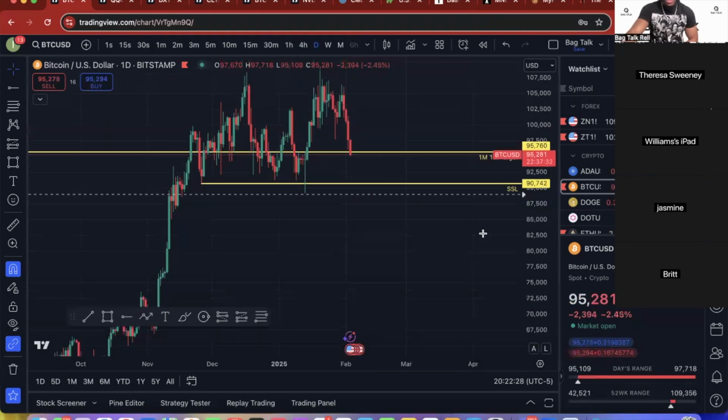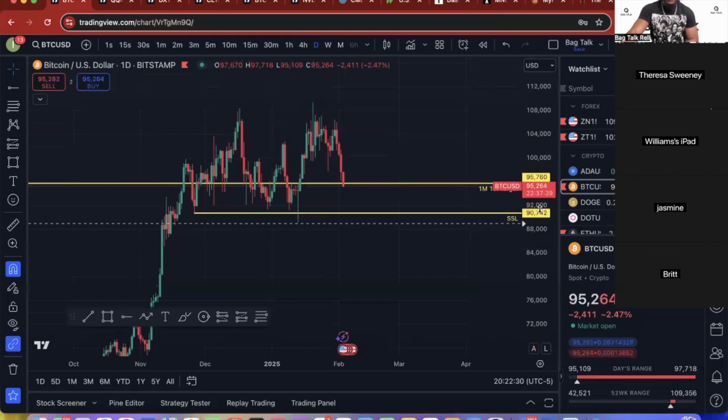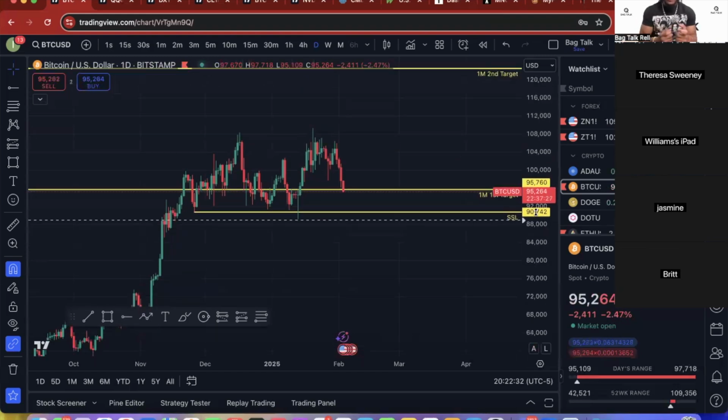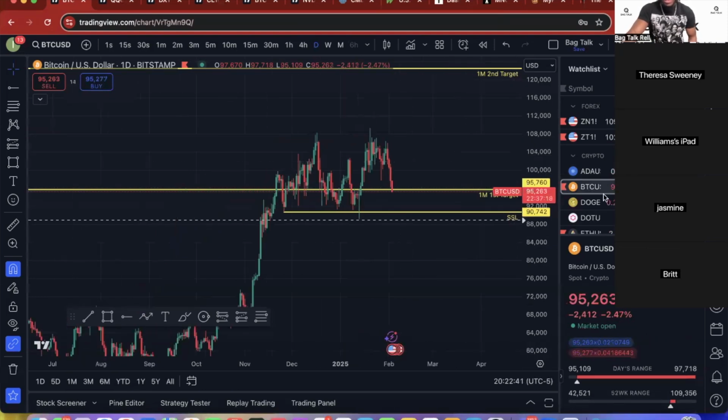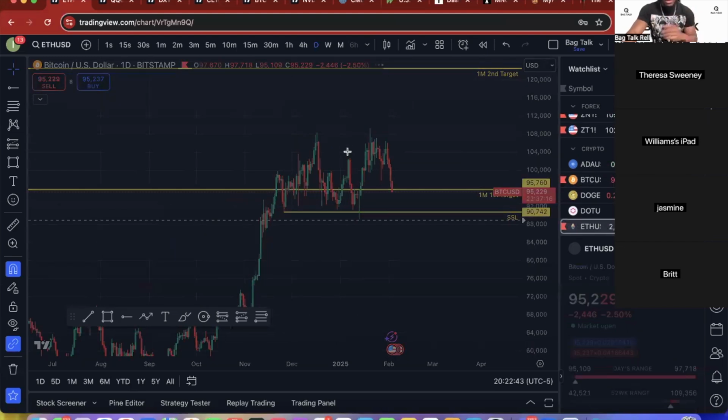And so someone in the chat mentioned SMT divergence. So that's when you look at two correlated tickers and look for differences intraday or even on any time frame, really. So if you look at Bitcoin, what you'll notice is Bitcoin then took its all-time highs. I think everybody knows that, so I don't even have to show it. Everybody knows Bitcoin took its all-time highs. We get way out of there.